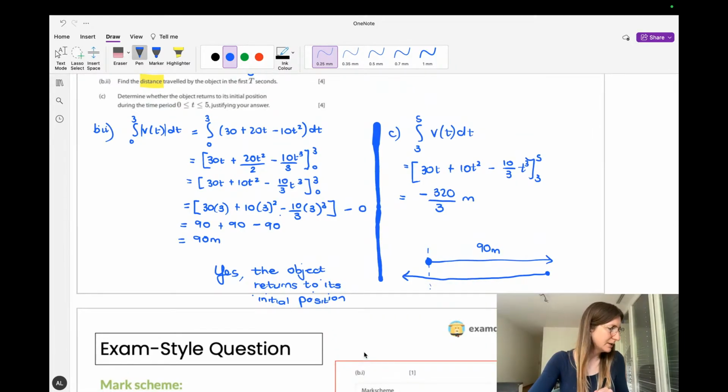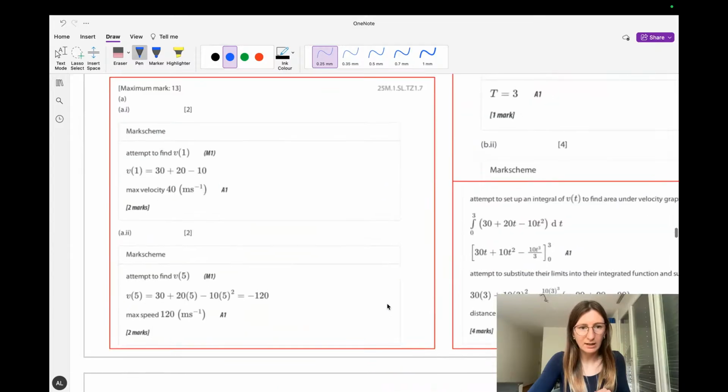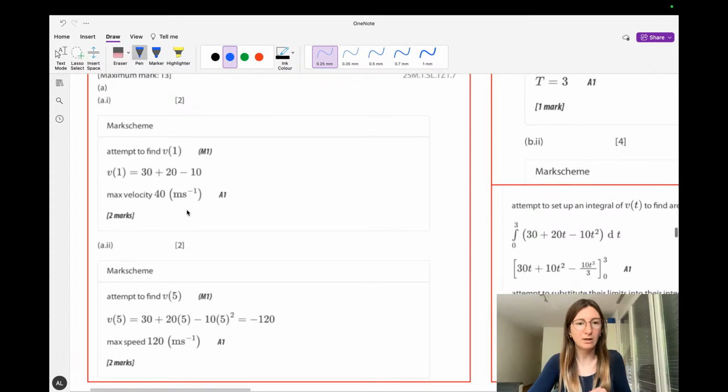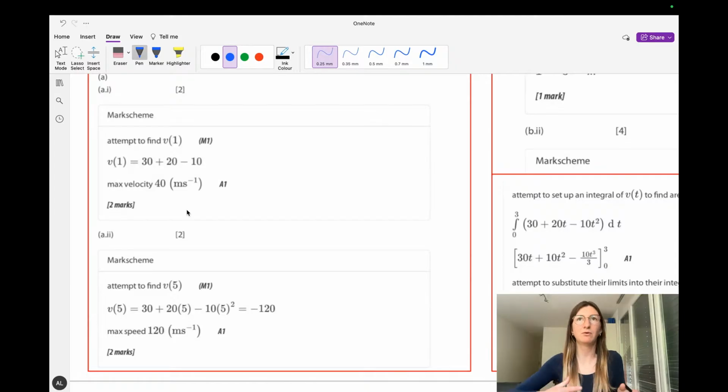How are we feeling? Is that making sense? I hope so. So in the mark scheme, we get marks for attempting to find certain things. You don't have to use the units. You don't lose marks if you don't use the units. It's a good habit to get used to. Also, it helps to keep you aware of what you're calculating, what you've already calculated. So I do recommend that you write it, but you won't lose marks for not writing the units.